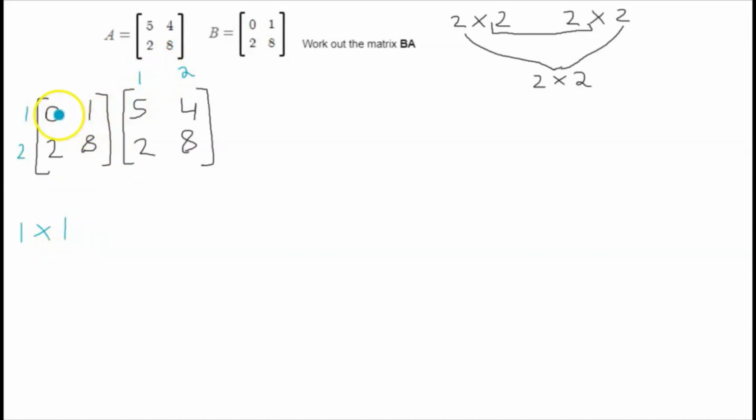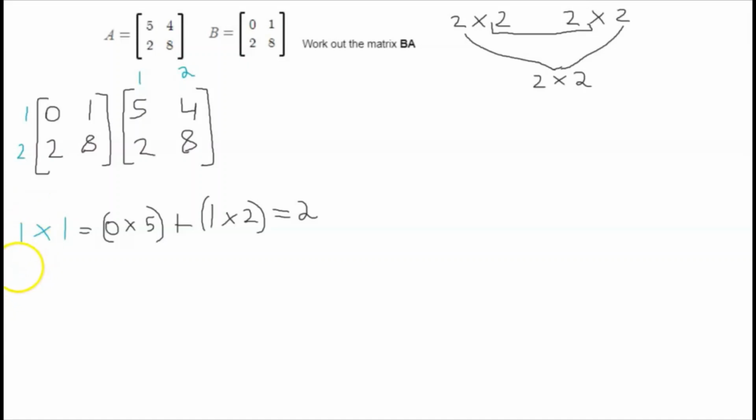So we're going to get the first number in this row, 0. We're going to multiply it by the first number in the first column, which will be 5. So 0 times 5 is equal to 0, plus 1 times 2. 0 times 5 is 0, and 1 times 2 is 2, so 0 plus 2 is equal to 2. I'll finish writing these all out first before writing them into my matrix.